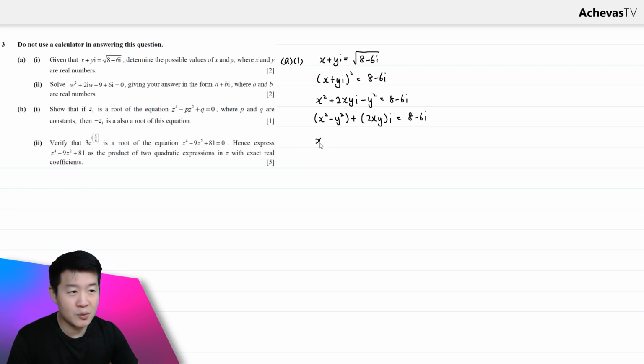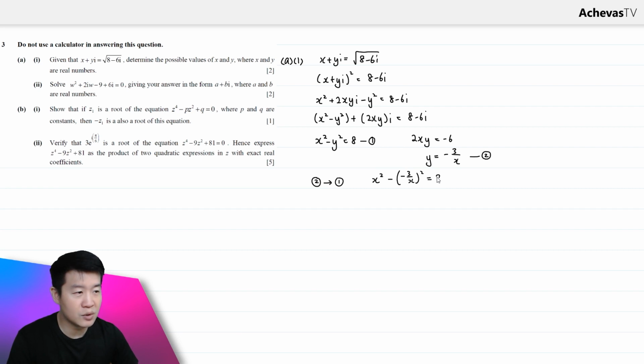So now from here, we know that x squared minus y squared is going to be equal to 8. And we can see that 2xy is equal to minus 6. I'm going to call this equation number 1. And for this, if I were to make y the subject, this is minus 3 over x. I'm going to call this equation number 2. And I'm going to substitute equation number 2 into equation number 1, which will give me x squared minus y squared, which is x squared minus (minus 3 over x) squared. This is equal to 8.